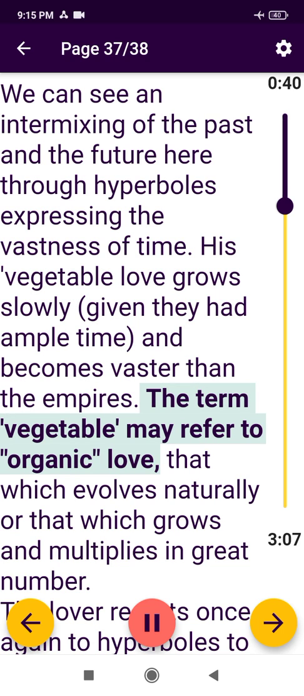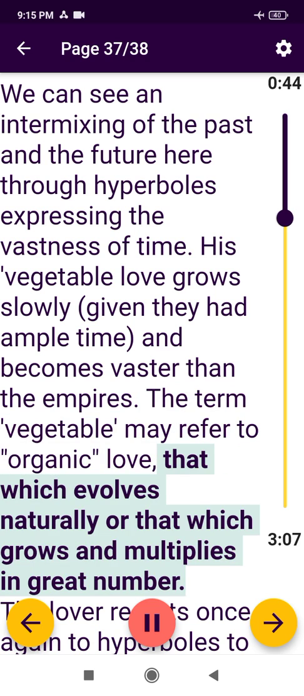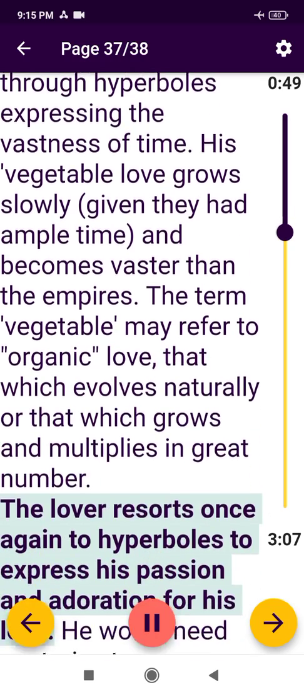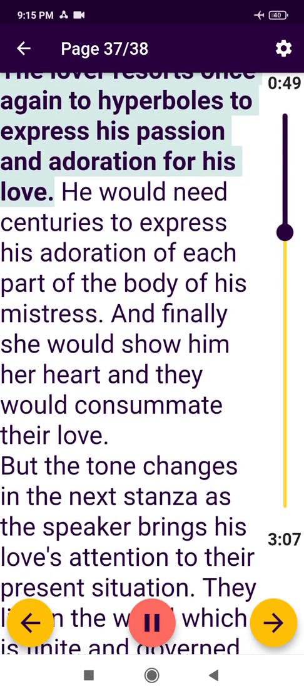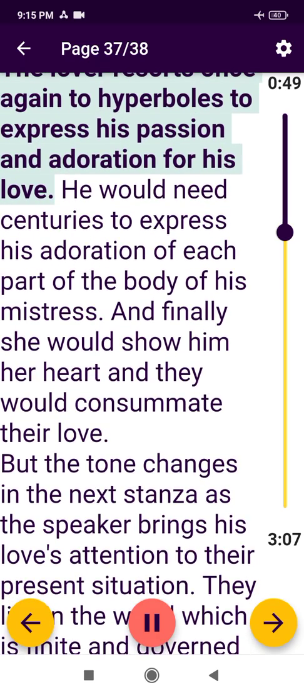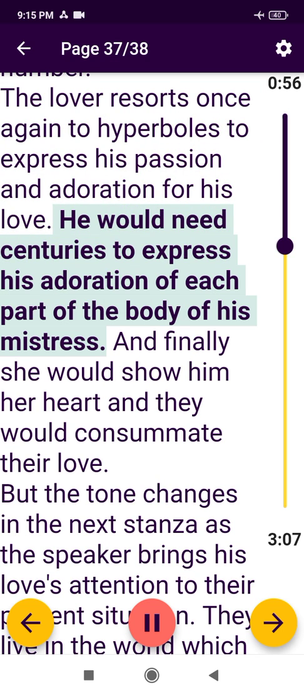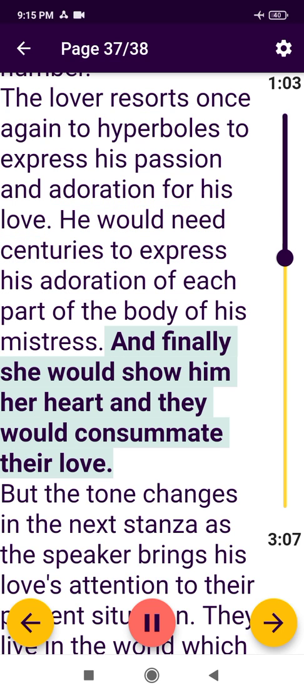The term vegetable may refer to organic love, that which evolves naturally, or that which grows and multiplies in great number. The lover resorts once again to hyperboles to express his passion and adoration for his love. He would need centuries to express his adoration of each part of the body of his mistress. And finally she would show him her heart, and they would consummate their love.